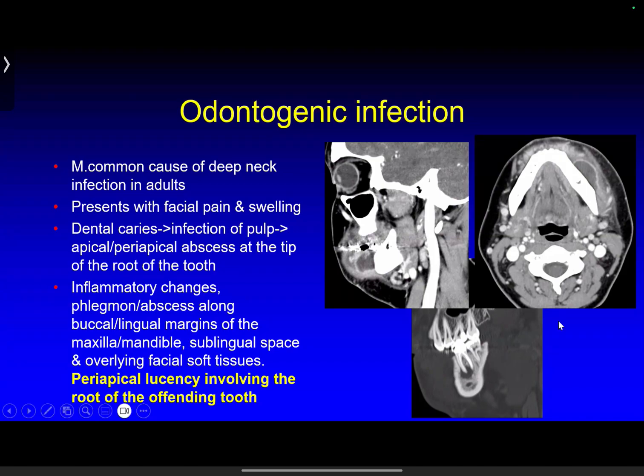So this is a young patient who came into the ER with left jaw pain and swelling, and a CT neck with contrast was obtained. And at the level of the mandible, you can see considerable inflammatory changes in the left cheek. There's thickening of the platysma, reticulation of subcutaneous fat, and a rim-enhancing fluid collection marginating the buccal margin of the left mandibular body. The sagittal images show the precise location of this abscess, and on the bone windows, that characteristic periapical lucency surrounding the root of a mandibular premolar, an odontogenic abscess arising from a carious mandibular premolar.